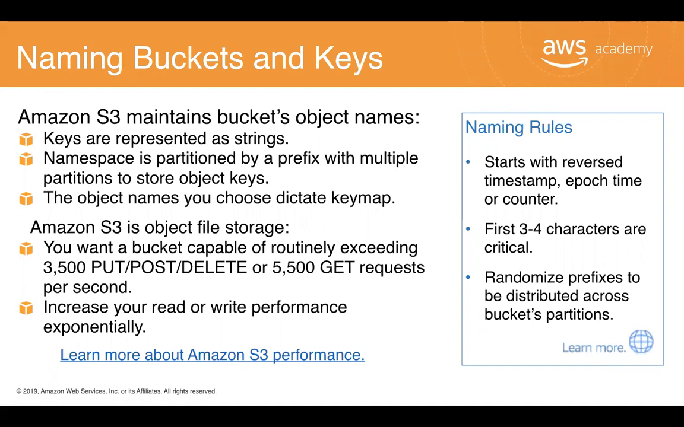So for example, an application can achieve at least 3,500 put, post, or delete requests and almost 6,000 get requests per second per prefix in a bucket. And there are no limits to the number of prefixes in a single bucket. Thus, it's simple to increase your read or write performance exponentially.